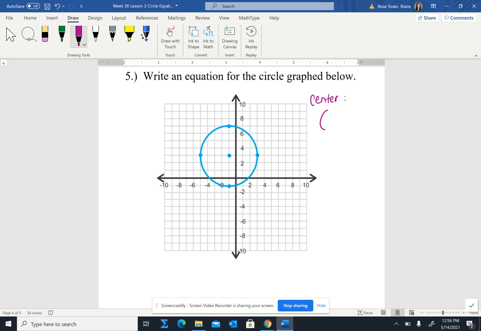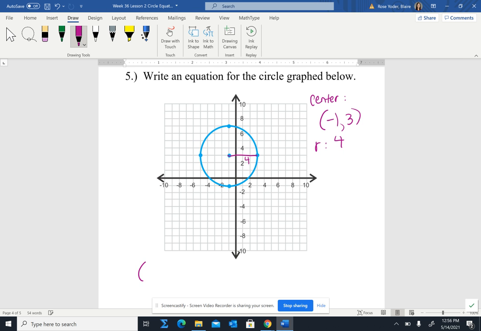I do the same thing as all the other problems. I ask myself for the information first before I try to write an equation for it. There's the center. There's a nice dot on it. -1, 3. What's the radius? Well, I count in any direction, right, left, up, or down from the center. 1, 2, 3, 4 boxes. Radius is 4. That's the information that I need to know to write an equation.